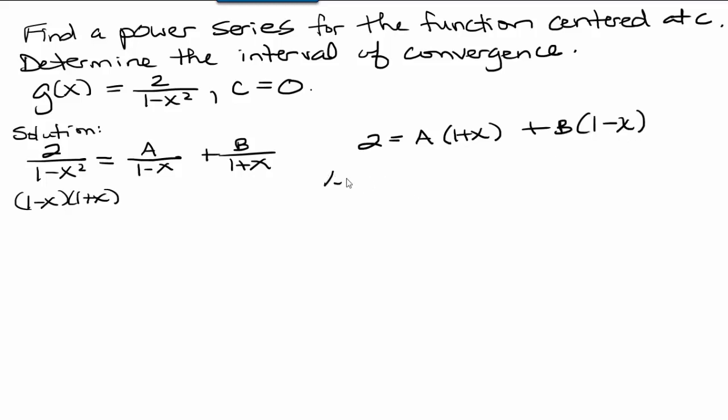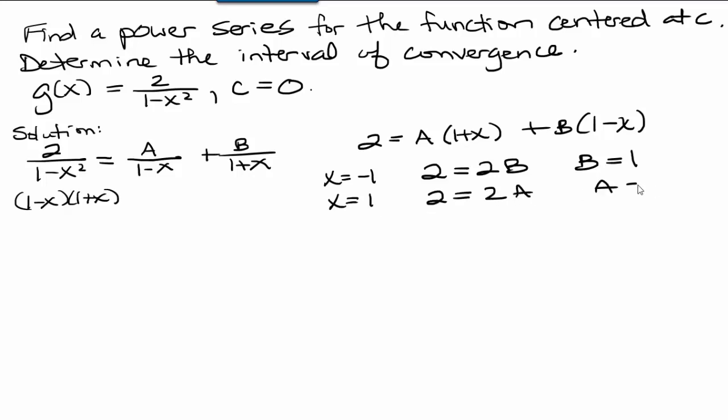And so if x were negative 1 in this equation, we would get 2 equals 2b, which means b is equal to 1. And if x were equal to 1, we would get 2 is equal to 2a, so that would mean a is equal to 1. So we see that 2 over 1 minus x squared is equal to 1 over 1 minus x plus 1 over 1 plus x. So we have a sum here of two separate functions.